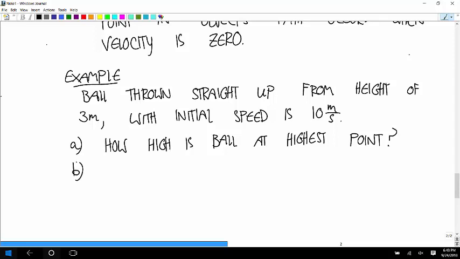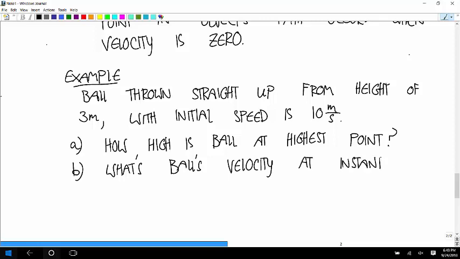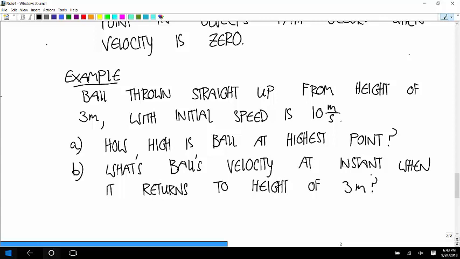And then the second thing is, what's the ball's velocity at the instant when it returns to the height of 3 meters? Okay, so let's start with those two.